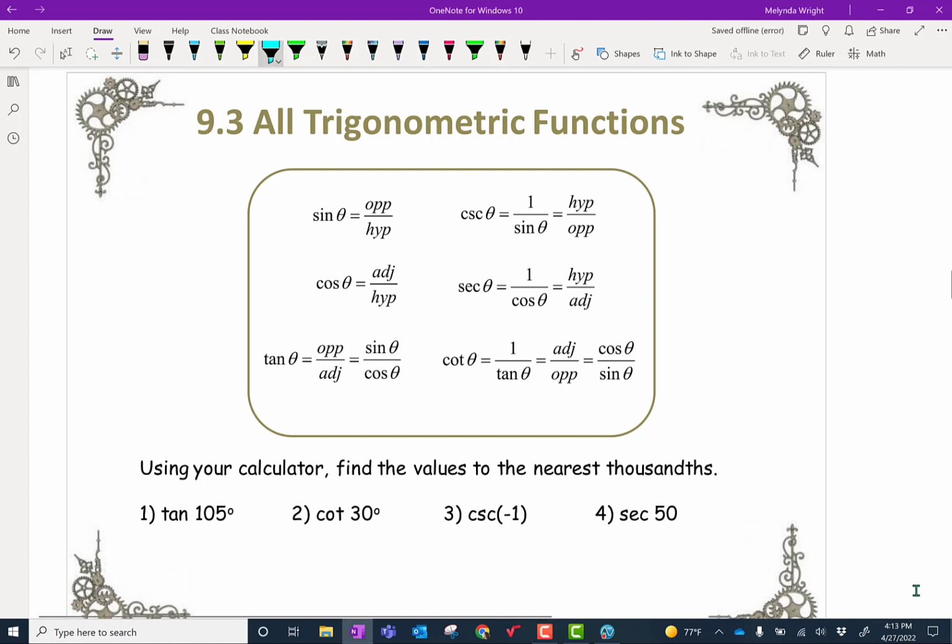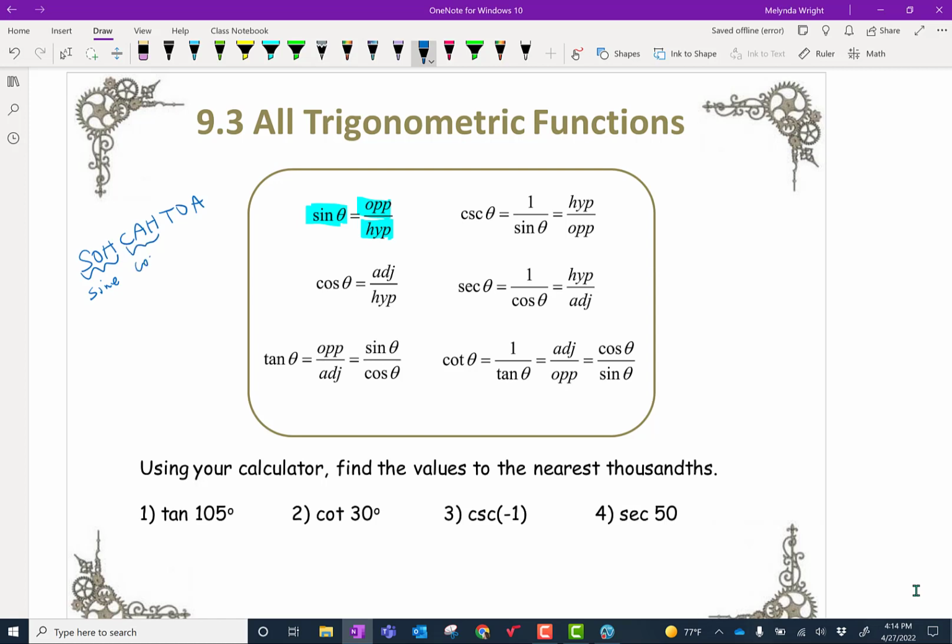If we see, just remember sine is opposite over hypotenuse. Perhaps in another class, maybe your teacher taught you the acronym SOHCAHTOA. I'll just write it up here just in case you don't know what I'm talking about. This part is for sine. It means sine is opposite over hypotenuse.